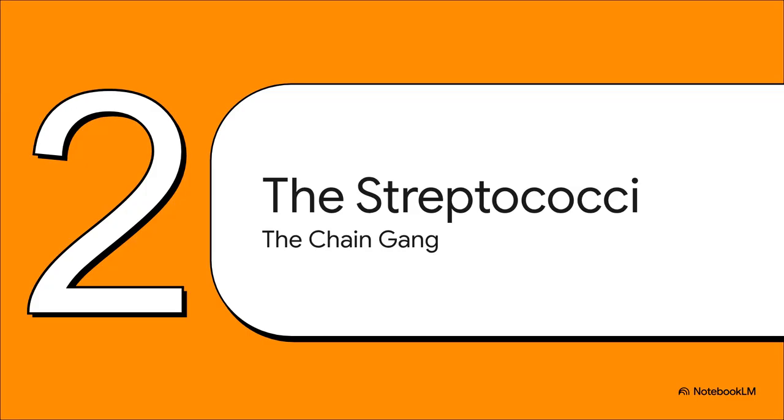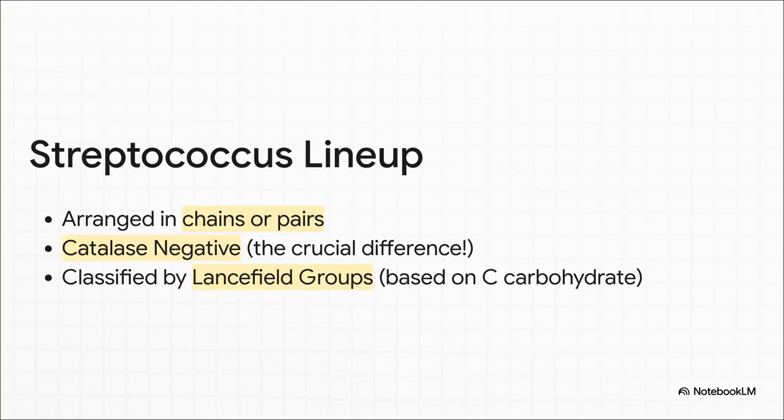All right, time to switch our investigation over to the second major crime family, the Streptococci. We call them the chain gang, and you can probably guess why based on how they look under the microscope. So, what's their deal? Well, they form those classic chains or pairs. And remember that key difference from staph? They are all catalase negative.